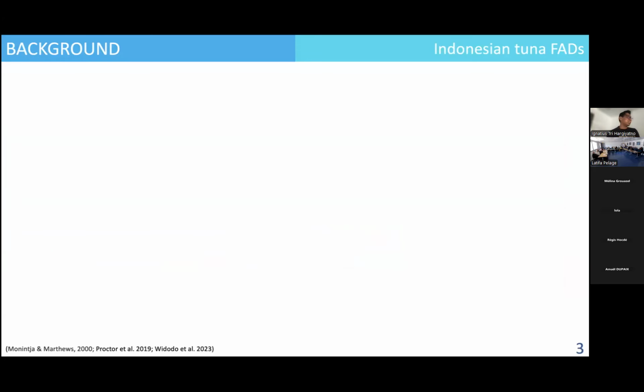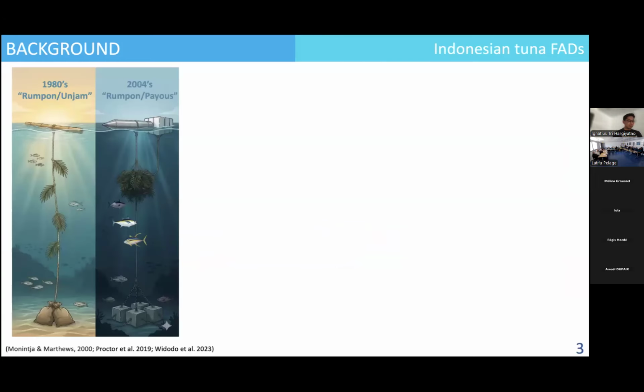And how about in Indonesia? FADs in Indonesia, also tuna fisheries in Indonesia. We only have anchor FADs in Indonesia, and we already started in the 1980s for the tuna fisheries, and the development has increased until now, and the massive development started in 2004. At that time, we had a program on tuna industrialization, and the FAD deployment became massive after that.